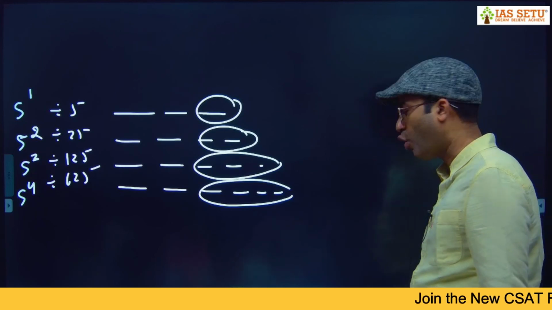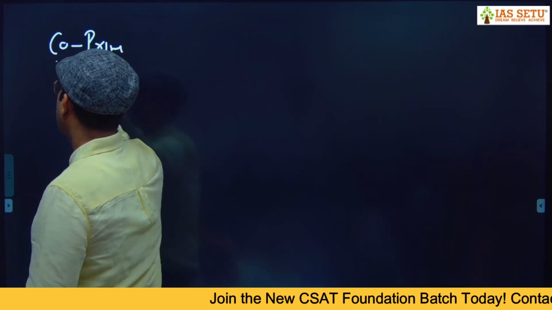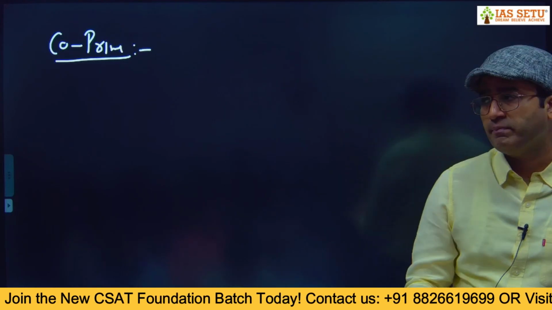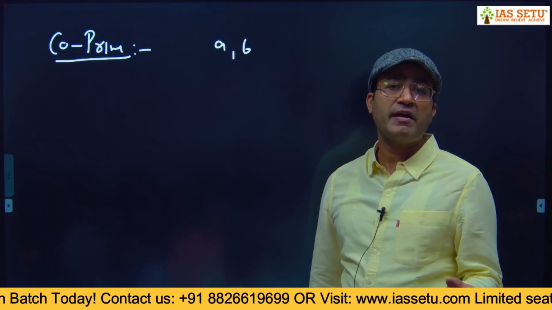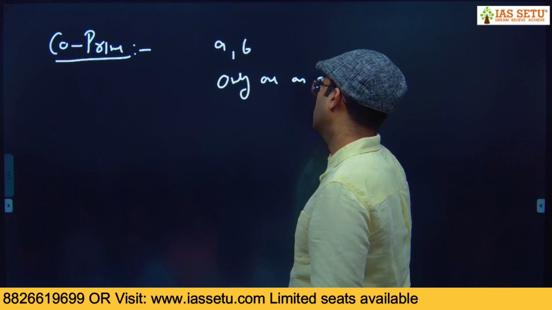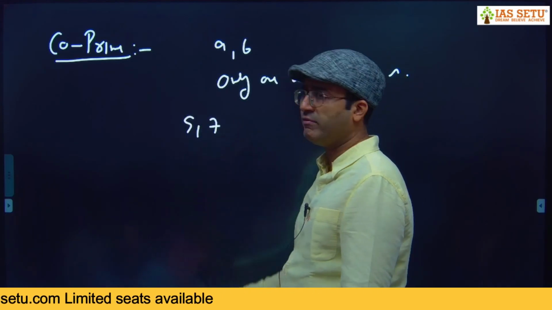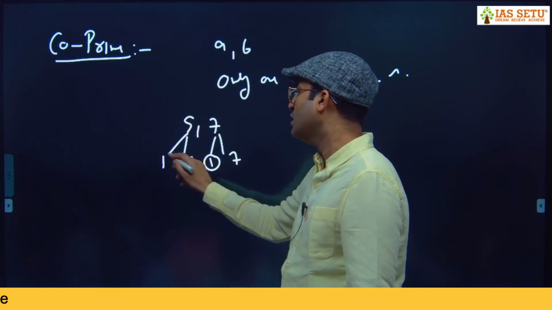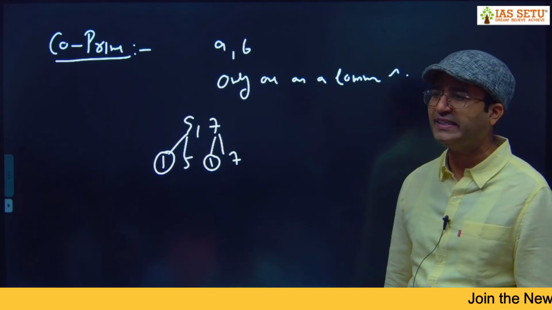Okay, co-prime. Let me repeat the definition of co-prime numbers. Two natural numbers A and B are said to be co-prime if they have only 1 as a common factor. Like 5 and 7. What are the factors of 5? 1 and 5. What are the factors of 7? 1 and 7. They have only one as a common factor. So 5 and 7 are co-prime to each other.